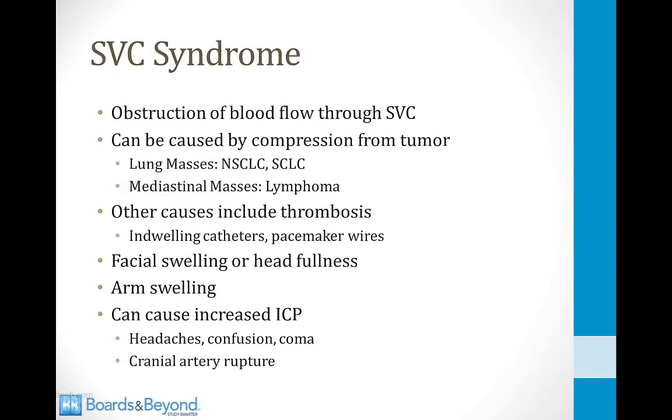Another rare but important syndrome to know about from lung tumors is called the superior vena cava syndrome. This is where you have obstruction to blood flow through the SVC. This can happen from a tumor, so lung masses like non-small cell and small cell cancer can do it. It can also be done by other masses in the chest like lymphoma. And then another cause besides masses is thrombosis.